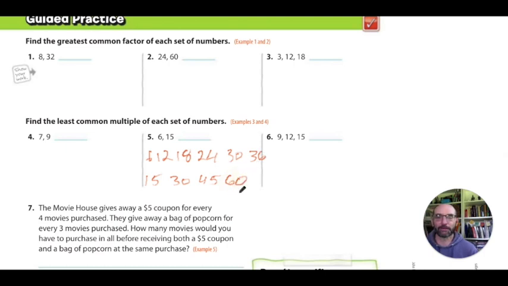And is there a number that's on both lists? Remember, for this, we want the least, the smallest number that's on both lists. And for here, that is 30. 30 is on both lists. So the answer to this is 30. Got it? Cool beans. Okay, so let's skip these and let's move right on to the main part of this, which is the independent practice.